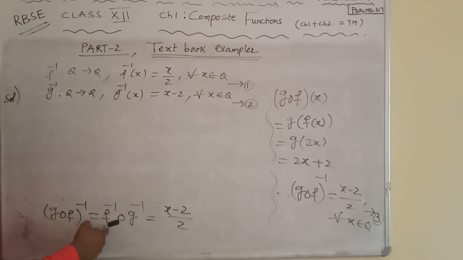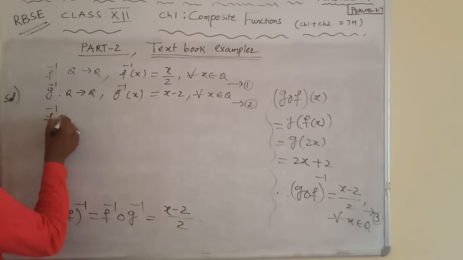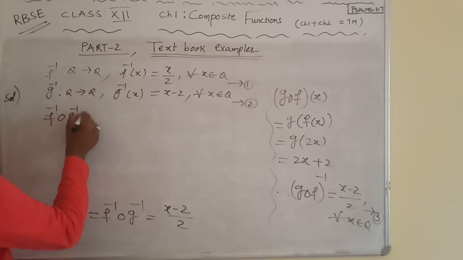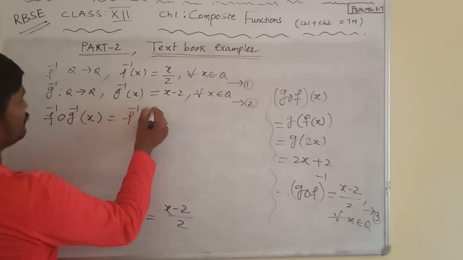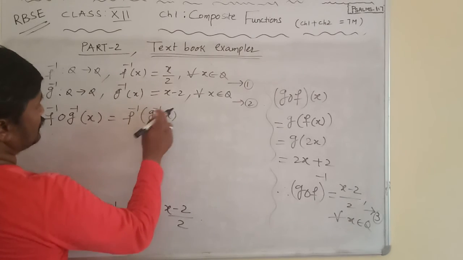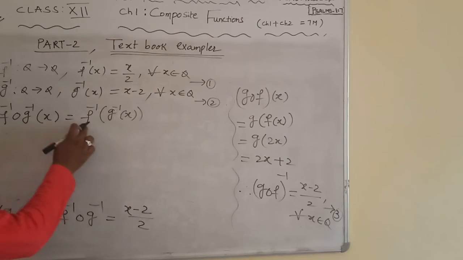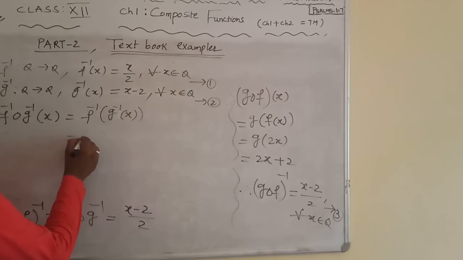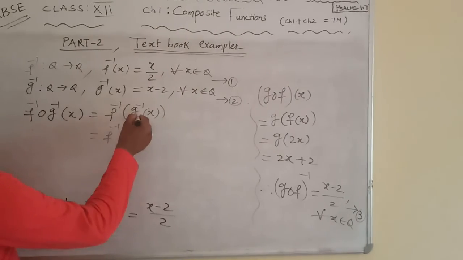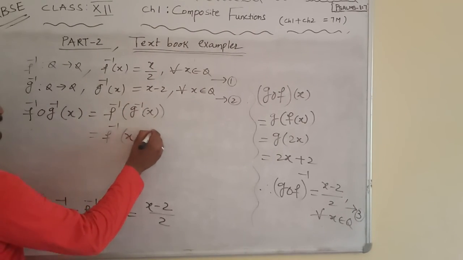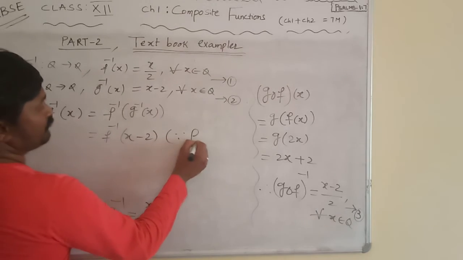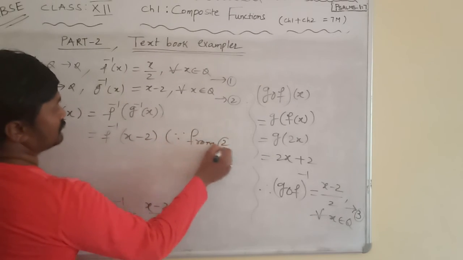Let's move on to f⁻¹∘g⁻¹. So (f⁻¹∘g⁻¹)(x) is equal to f⁻¹(g⁻¹(x)). So write here f⁻¹. What is your g⁻¹(x)? You found that it is x − 2. So write that x − 2, all over 2.